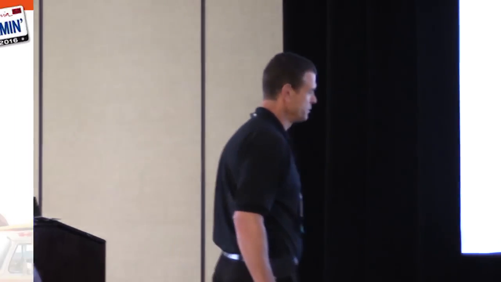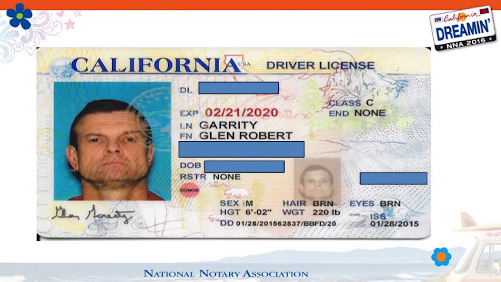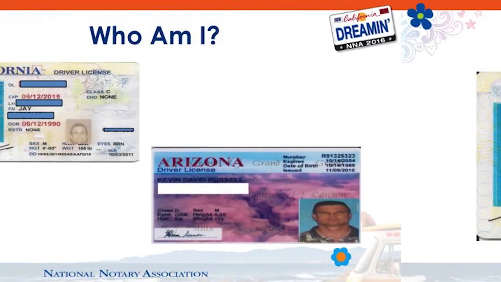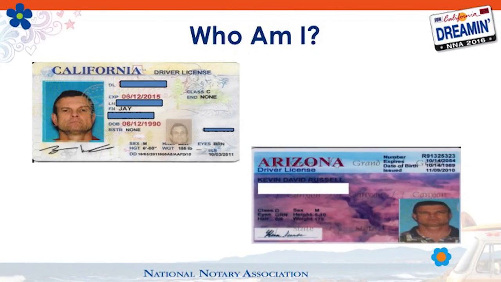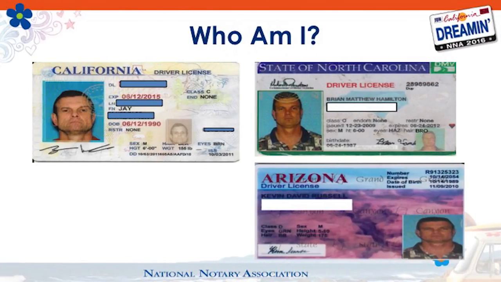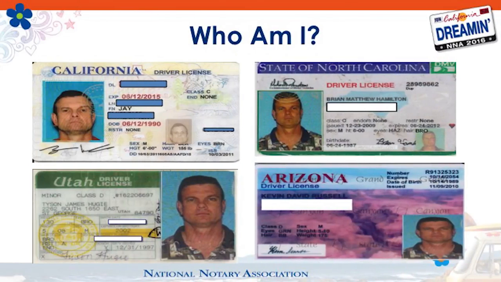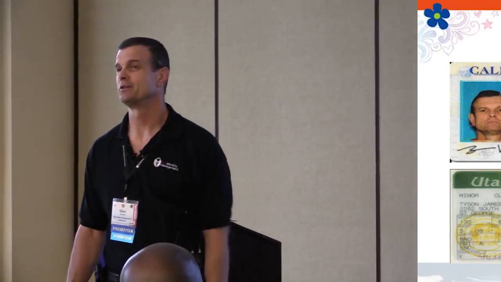So if I were to come to you and I could show you this is my ID, this would be me. But very quickly with some Photoshop, I could be Jay. Or I could be from Arizona. Or I can be Brian from the state of North Carolina. Or I can be Tyson from Utah. I have no doubt that about 90% of you probably never even seen a Utah driver's license, have you? Do you know what one looked like, right? That's what the bad guys count on. You have no idea what you're looking at.